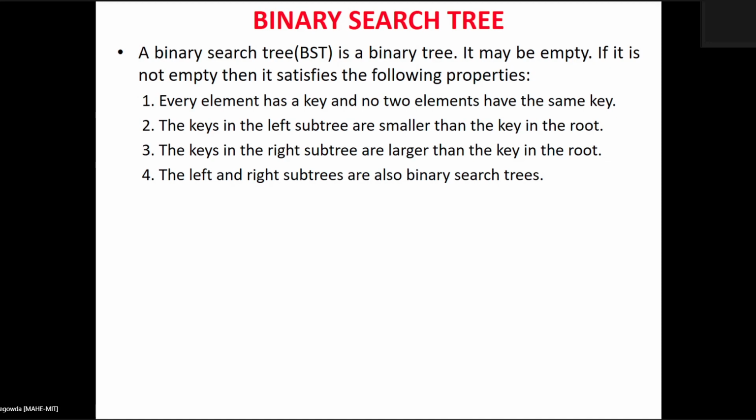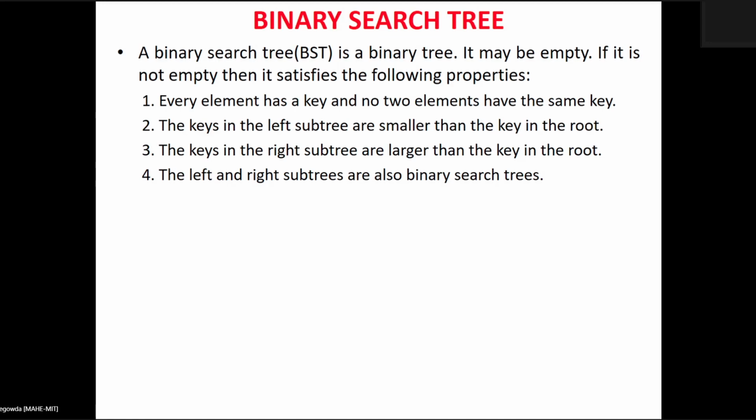This binary search tree is a special binary tree. It may be empty. If it is not empty, then it has to satisfy the following properties, which we came across in the previous class. The first property says that every element has a key and no two elements have the same key. This means that in a given binary search tree, more than one node should not have duplicate values. That is what we require. That is the first property.